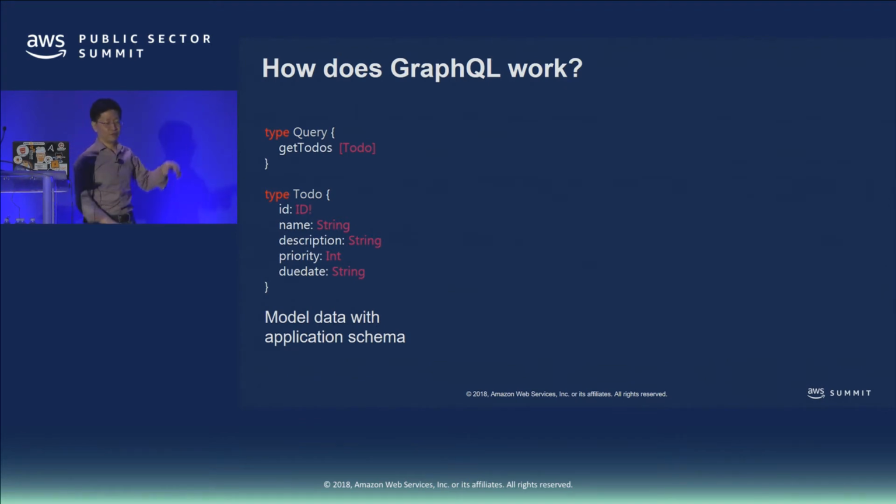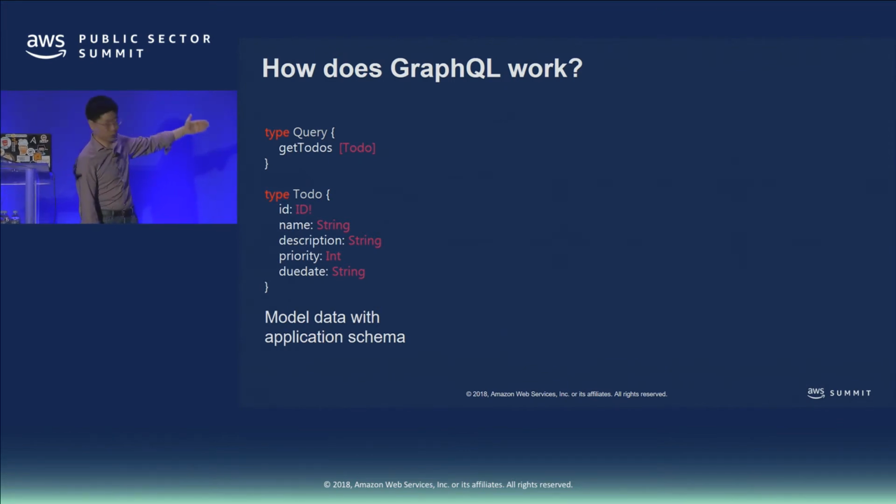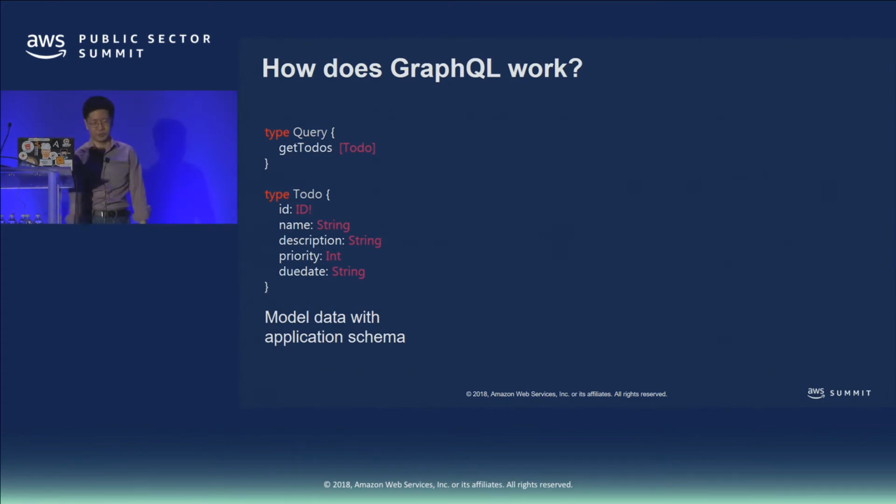But in GraphQL, you have to define a type with all the objects. So here, we define a query, and the query has a getTodos action, then it comes back with a to-do list. Then in the to-do list, you have ID, name, description. Exclamation mark means it's required. So you can have int, string.